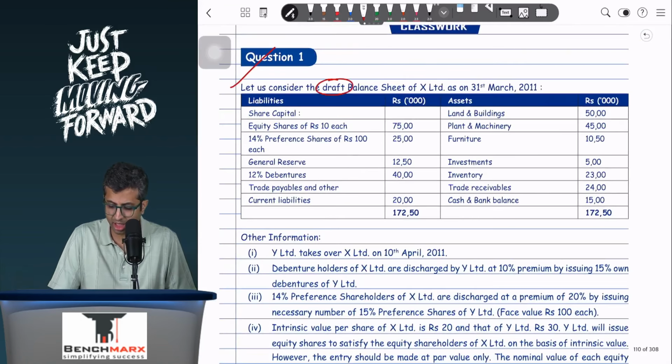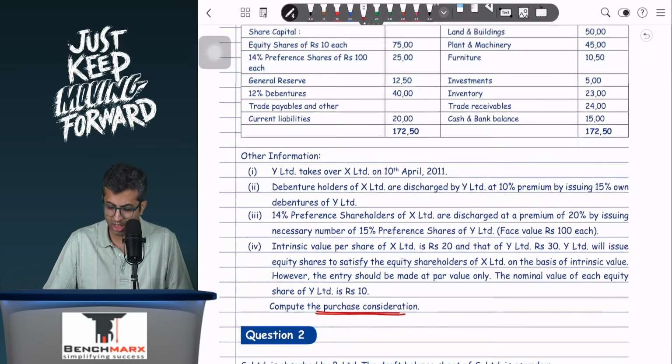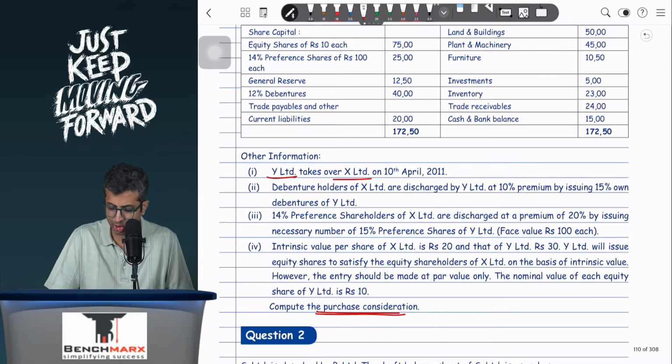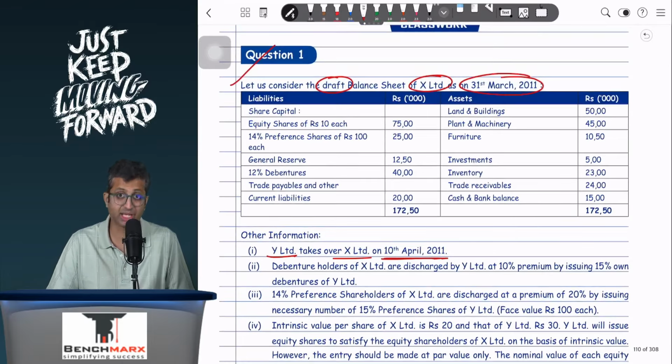Let us consider the draft balance sheet of X as on 31st March 2011. So you have the draft balance sheet, and at the end, look at what is asked: compute the PC. Y takes over X on 10th of April 2011. So Y is the acquirer, X is the target. You have been given the balance sheet of X.